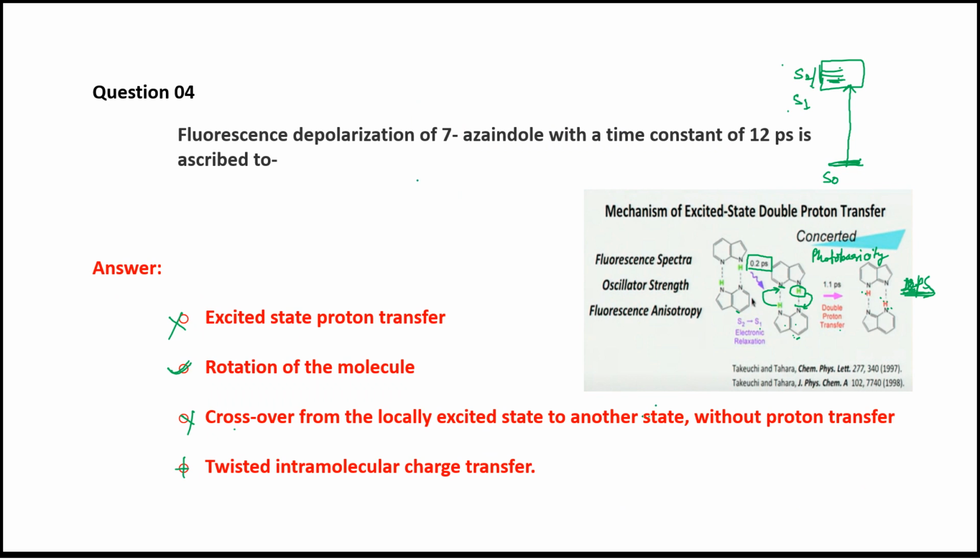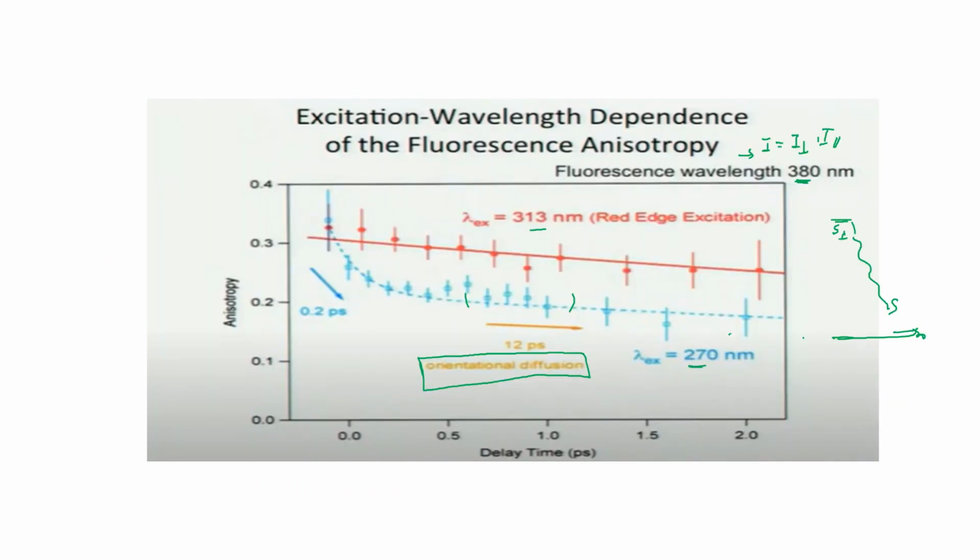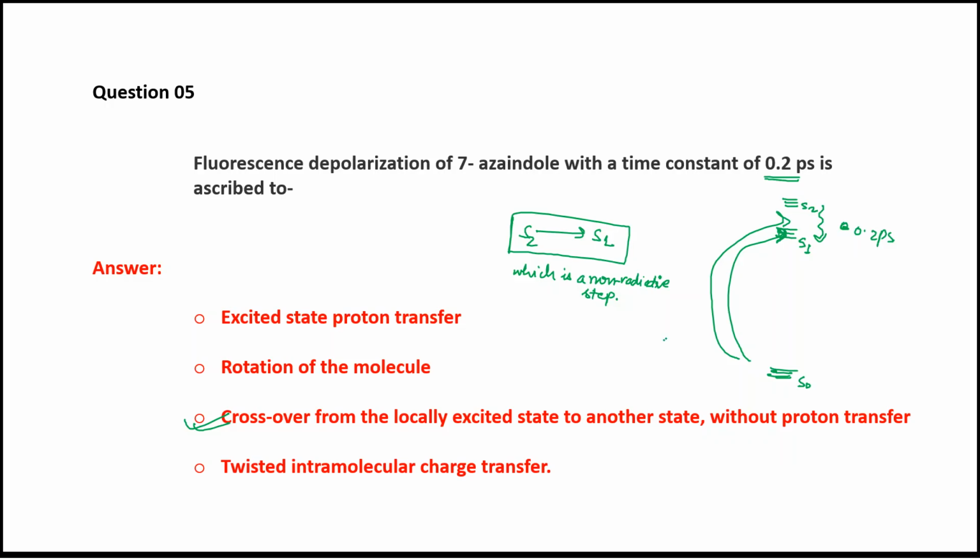Then we also studied the fluorescence depolarization in 7-azaindole, with the 12 picosecond time corresponding to the rotation of the molecule. And the second one, we studied how, with the change in the excitation wavelength, you get the dependence of the excitation on the fluorescence anisotropy. How is this working?